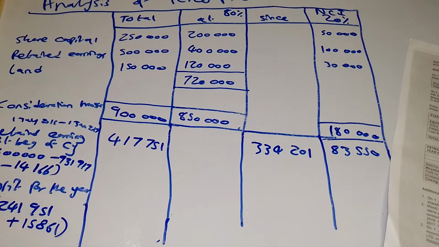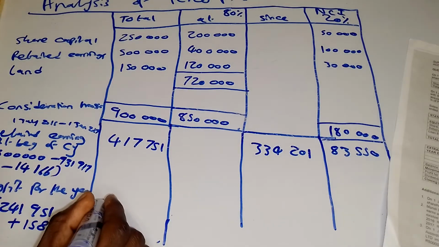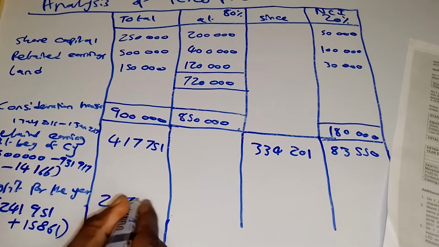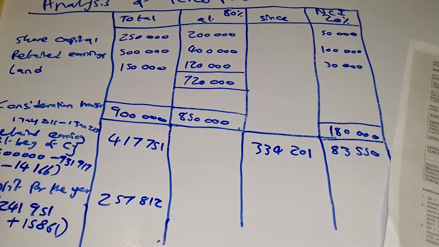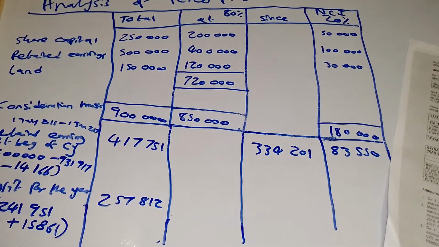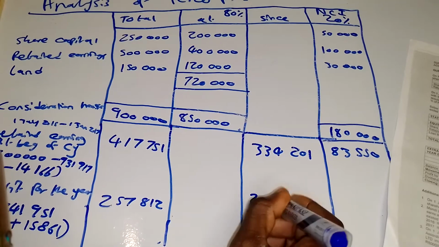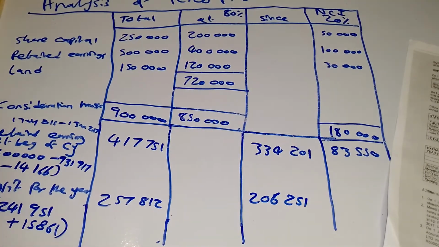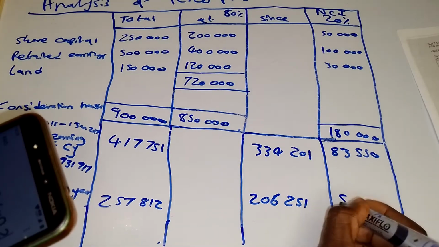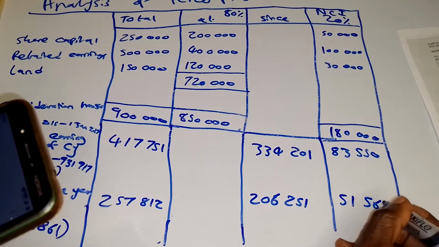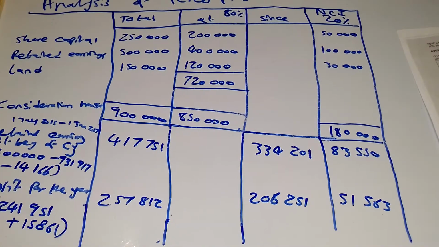Then from there, we have to say a total plus, okay, then it's going to give us an amount of 257,812.6. Okay, let's not round, it's fine. Then after that we have to allocate 0.8 or 80%, which is 206,251. Then the other side is going to be 51,563. Okay, now let's proceed.